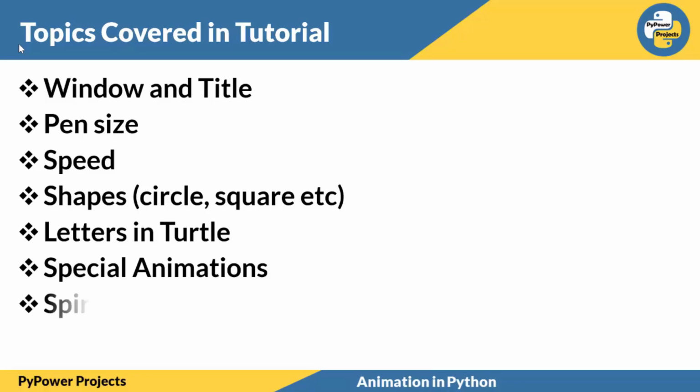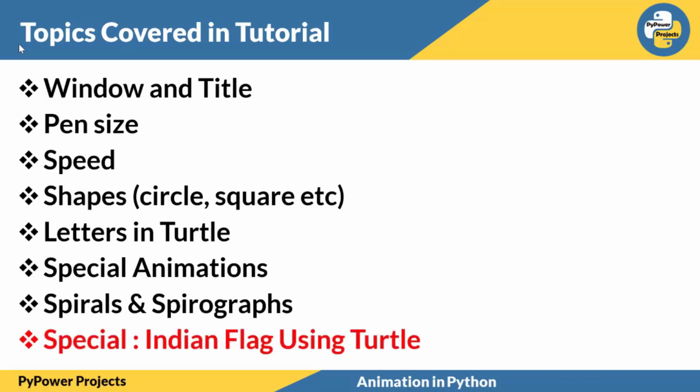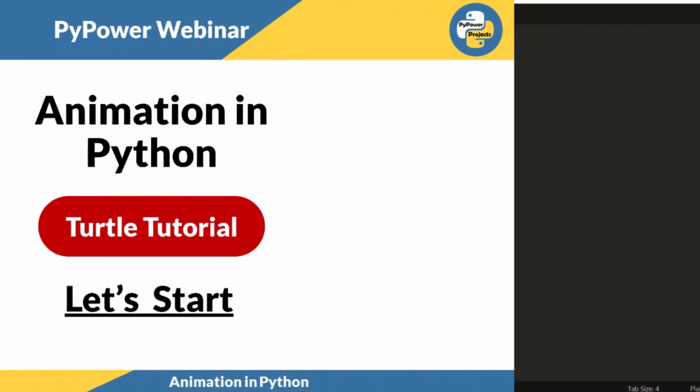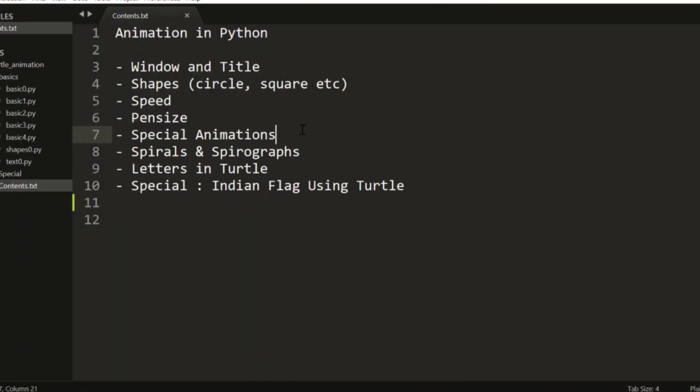Some special animations, and along with that spirals and spirograph will be presented. It will be a huge learning experience for all of you to learn this spirograph. More than 6 to 7 different kinds of spirograph designs will be presented here. And last but most important, which is special for you, that is making the Indian flag using Turtle. So we'll be making an Indian flag, that is the tricolor Indian flag, using the Turtle module itself. So now let's start the tutorial. These are the contents that we'll cover in this tutorial.